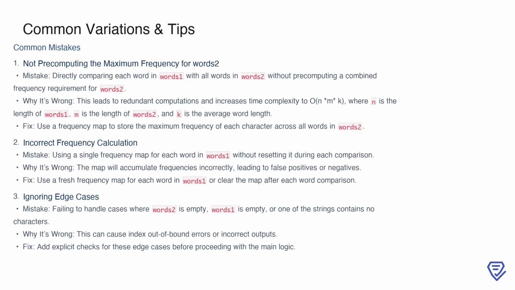One of the most common mistakes in solving the word subsets problem is not pre-computing the maximum frequency for words 2. Instead, some may directly compare each word in words 1 with every word in words 2, which leads to redundant computations and significantly increases the time complexity. To address this, it's essential to create a frequency map that stores the maximum frequency of each character across all words in words 2. Another frequent issue is calculating frequencies incorrectly.